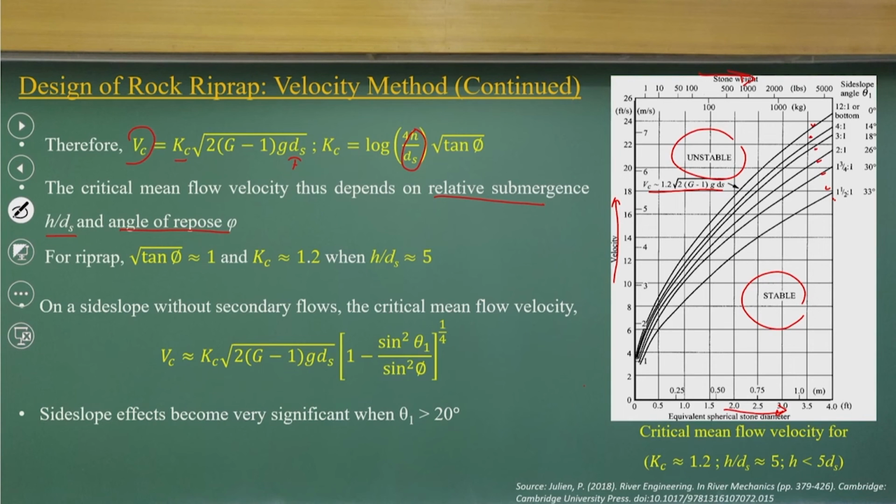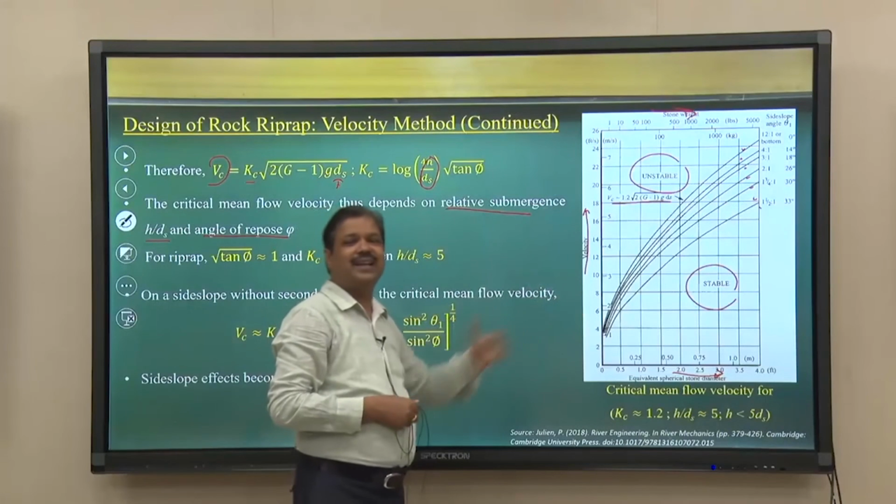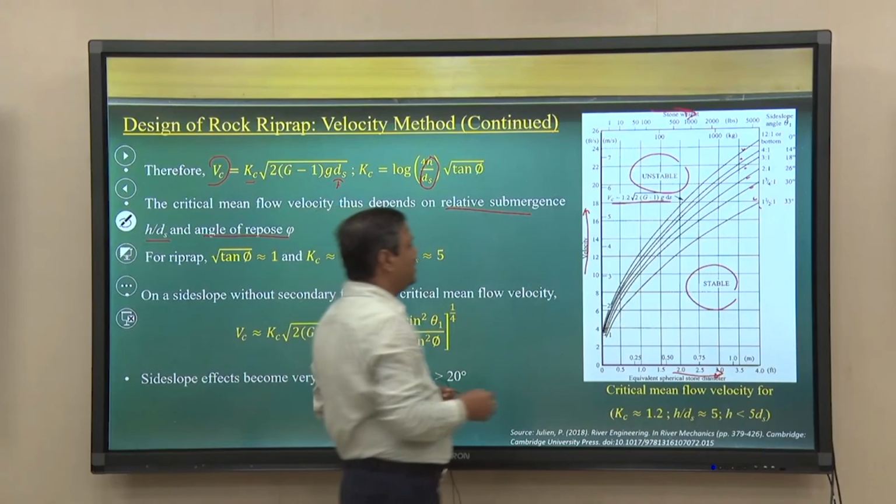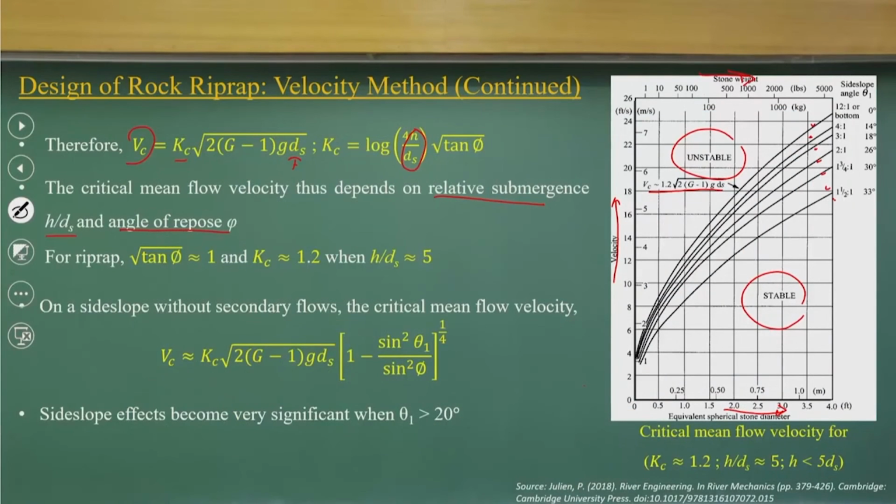3:1, 2:1, we have different slopes. This is called a design chart. You do not have to remember these equations, you just have to have a design chart. That means, if I consider my flow is 3 meter per second and I am designing for this slope, we can find out what will be the equivalent spherical diameter. Just the opposite of that, I can also find out what will be the stone weight. The same way, I should consider stable regions, not the unstable regions.